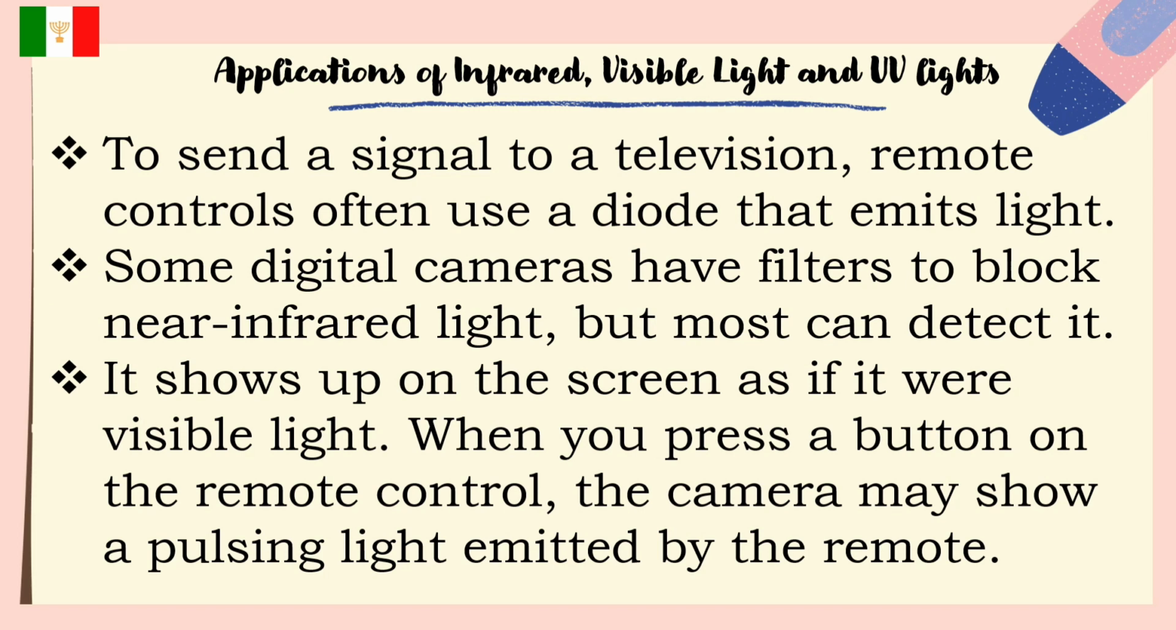The human eye is not sensitive to the infrared light used by television remote controls. To send a signal to a television, remote controls often use a diode that emits light. Some digital cameras have filters to block near-infrared light, but most can detect it. It shows up on the screen as if it were visible light. When you press a button on the remote control, the camera may show a pulsing light emitted by the remote.